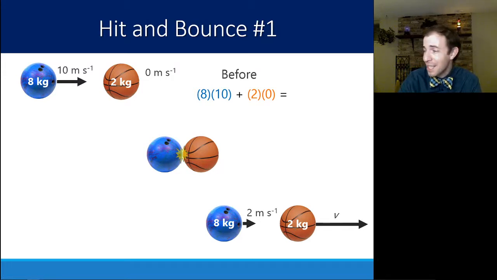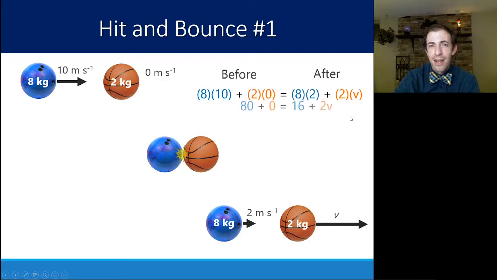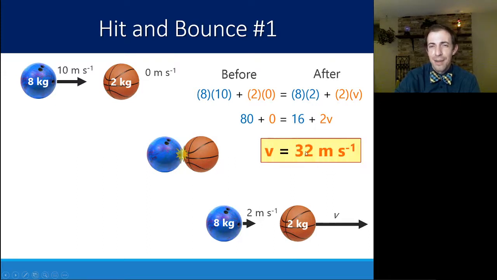So we can calculate what v has to be if we plug in for the after scenario the momentum. 8 times 2 plus 2 times whatever v is, the total momentum afterward. I can simplify that down. 80 plus 0 is equal to 16 plus 2v. Subtract 16 from both sides and divide by 2. I end up with v equal to 32 meters per second.